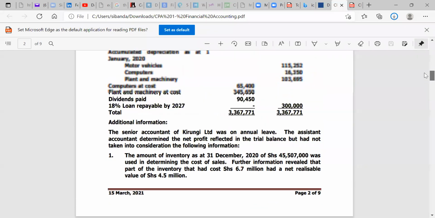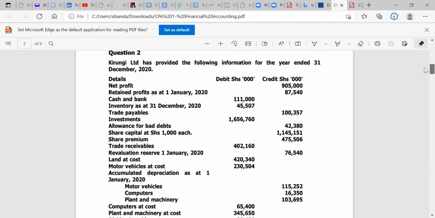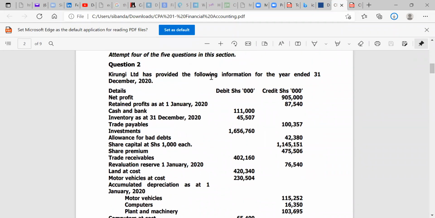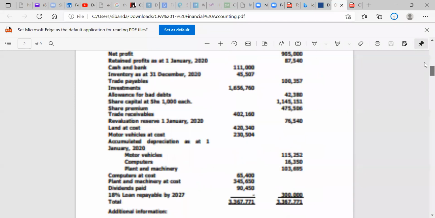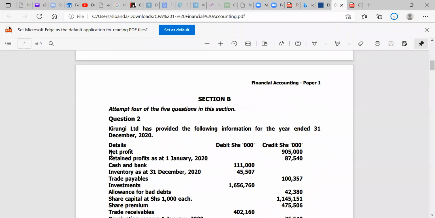So for this question, as we can see, they are telling us that Kirungi Limited has the following information for their year end at 31st December 2020. And this is their trial balance, basically. So it all starts with a net profit of 905,000. This is net profit of 905,000. And then it goes ahead to give you retained profits as at 1st January 2020.